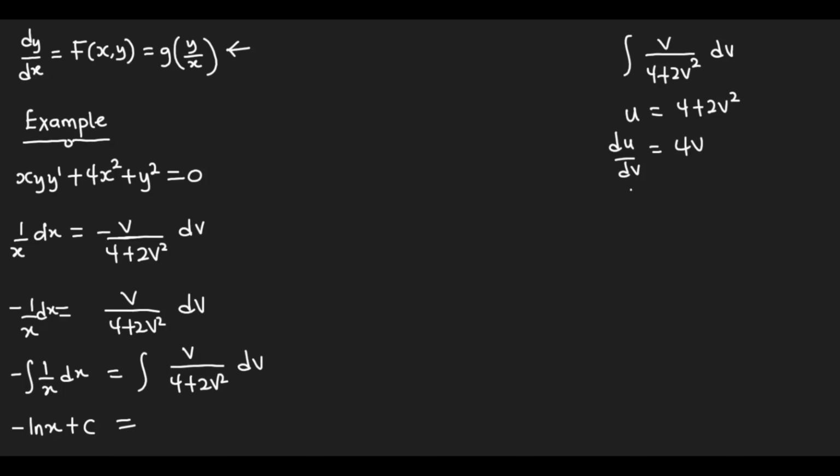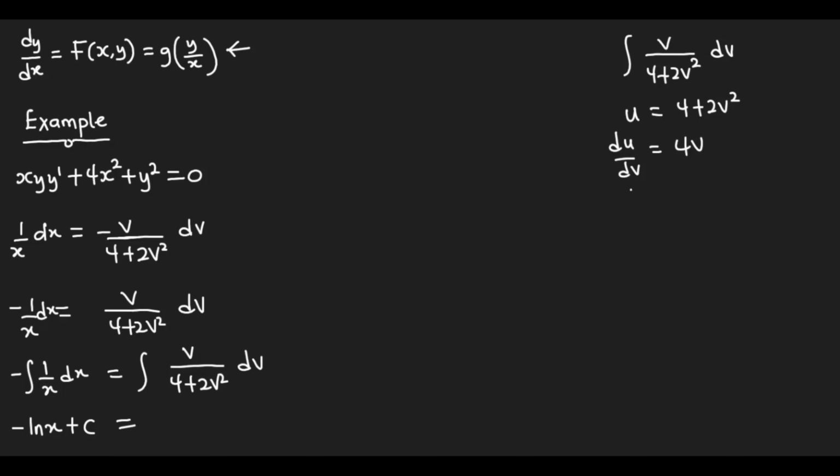So at this point, I will raise each side to the power 4, so that the 4 cancels out this. And then you're going to have c to the power 4 over x to the power 4 here, and this will be equal to 4 plus 2v squared. At this point, all you do next is to make v the subject. Let's look at how we are going to do this.